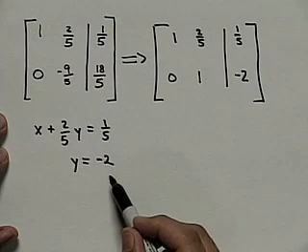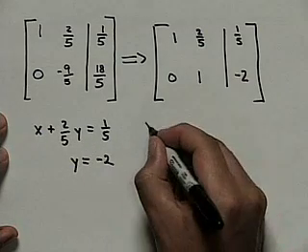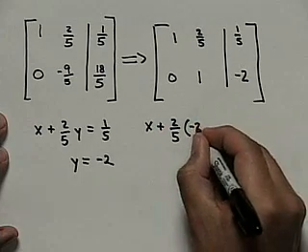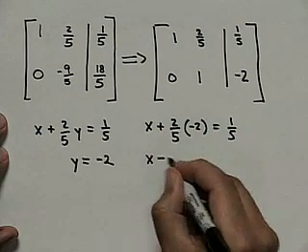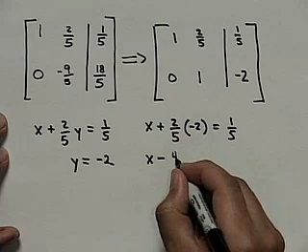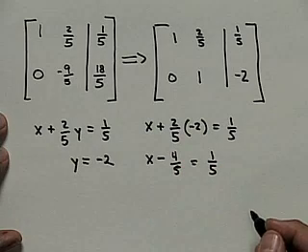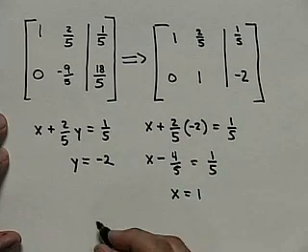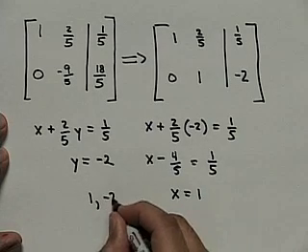So to find the value of x, all we need to do is take that -2 and substitute it back into the other equation. That would give us x plus 2/5 times our y value of -2 is equal to 1/5. Now multiplying this out, we have a -2 times 2/5, which is a -4/5, equals 1/5. And then adding 4/5 to both sides, we find that x equals 1. So our solution for this particular system of equations is the point 1, -2.